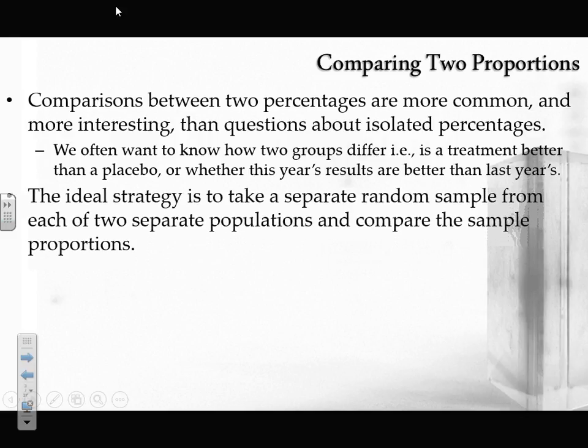So the ideal strategy, the way we're going to attack this, is to take separate random samples from two separate populations and compare. In this section, we're going to focus only on proportions. When we get into the next section, we'll talk about means. So we're going to take two separate samples from two separate populations. We're going to take the sample proportion of one and compare it to the sample proportion of the other. So that's our goal in this particular unit.